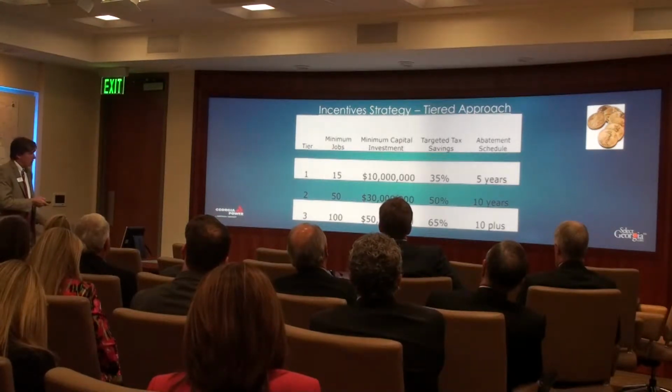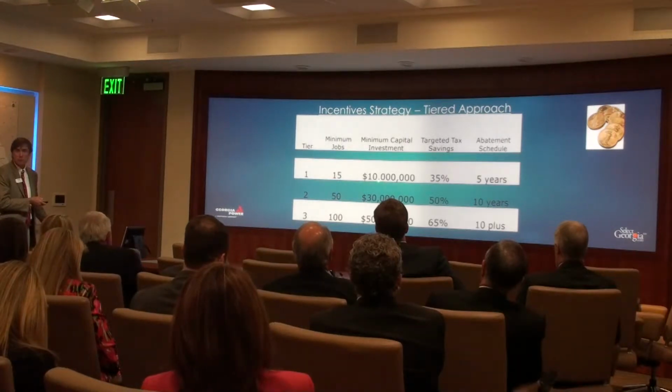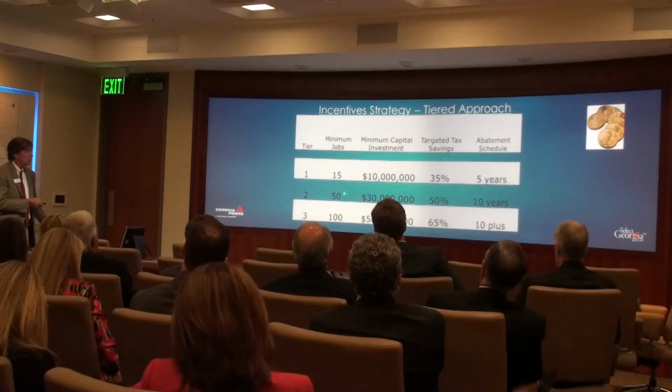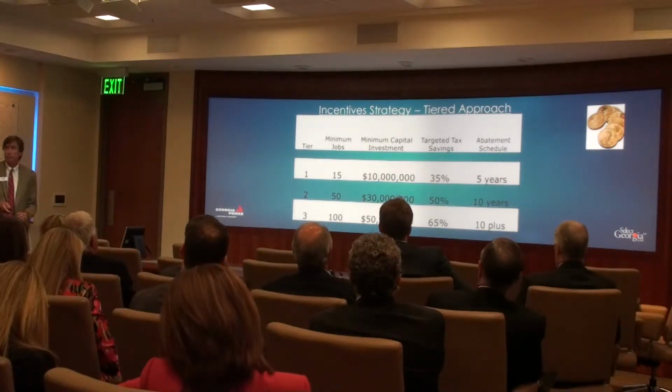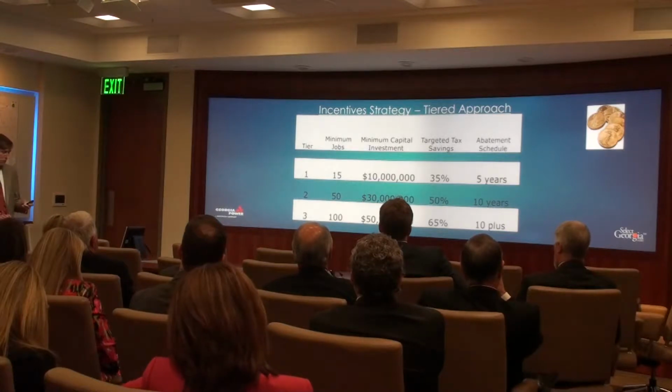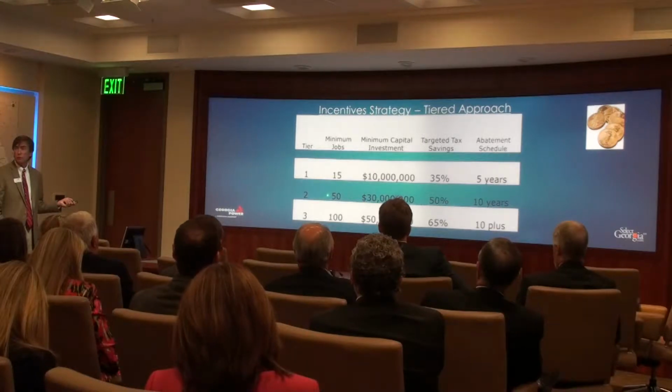Now, here's the way that they work their system. For Tier 2, if you create at least 50 jobs and $10 million in capital investment, you're going to qualify for a 10-year schedule, saving about 50% in taxes. And it goes both ways. If you have $30 million in investment and 15 or more jobs, but less than 50 jobs, you still qualify for Tier 2 in their approach.